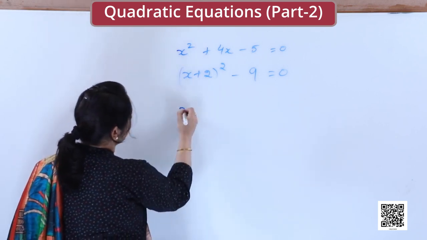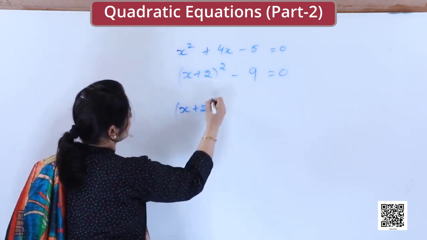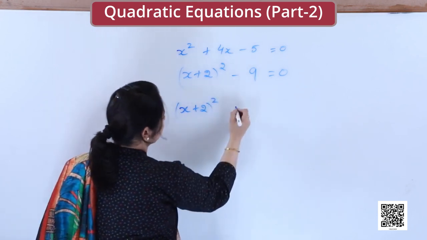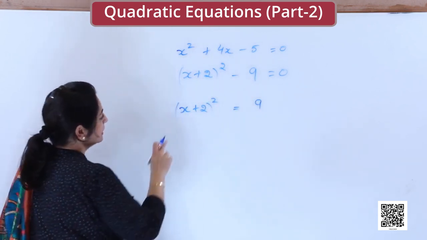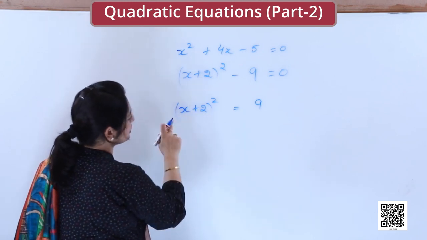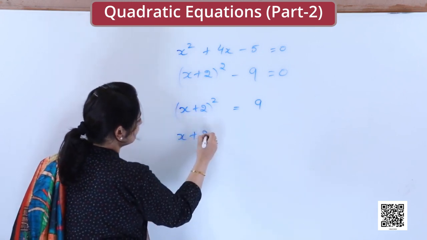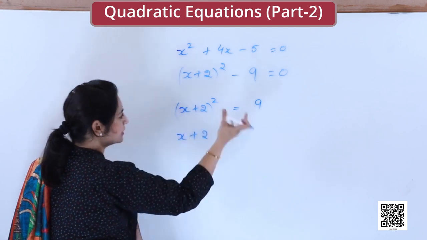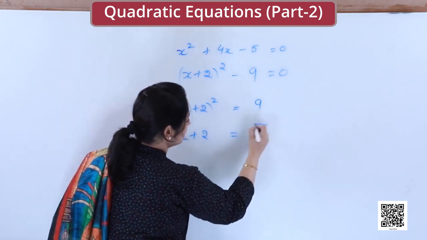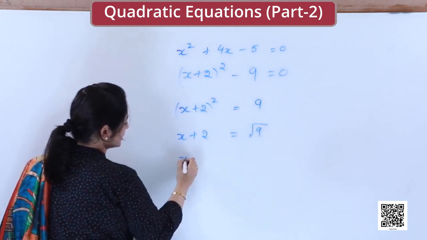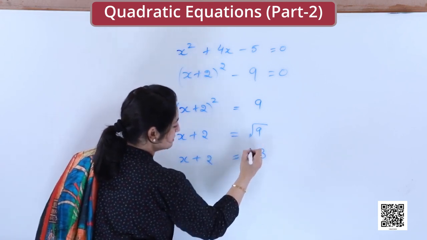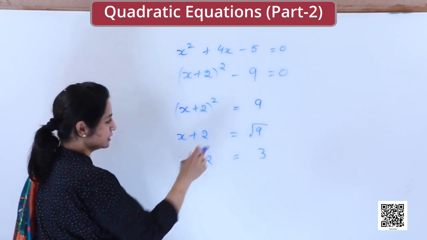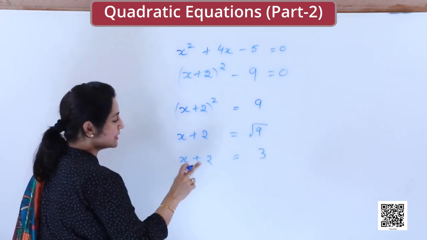So here x plus 2 whole square. Here we have minus 9, so we can take that to that side. It will become plus 9. Now here we have the whole square of this bracket. Now if I leave x plus 2 here and take the square to that side, it will become under root of 9. So x plus 2 equals under root 9. That means 3. Once plus 3 and once minus 3. It will give us two answers, plus 3 and minus 3.